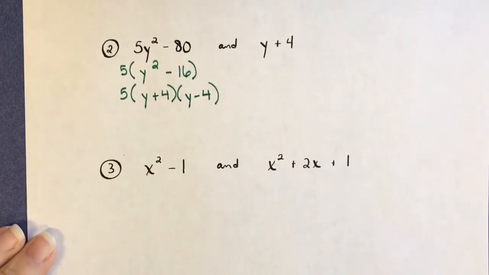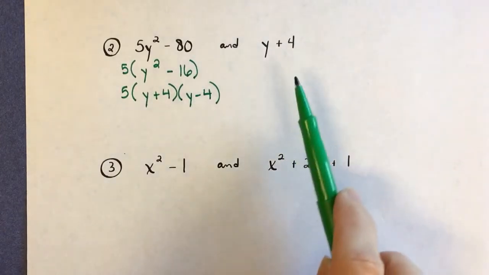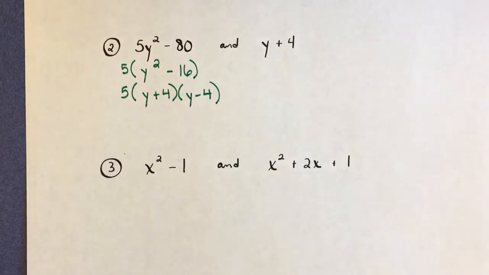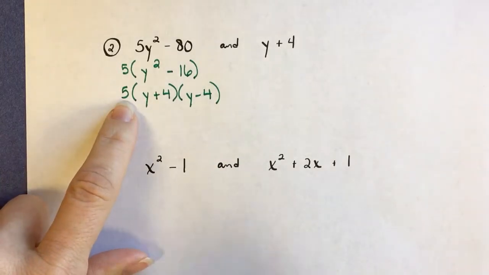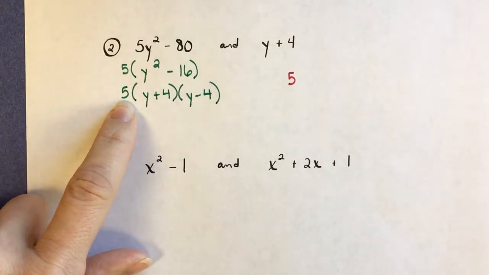Okay. Now, picking your common denominator. When you have terms that are connected by a plus or a minus, those things have to stay together, meaning I can't look at my y and my 4 differently here. So I've got to include the factor of 5. That's got to be part of my common denominator.